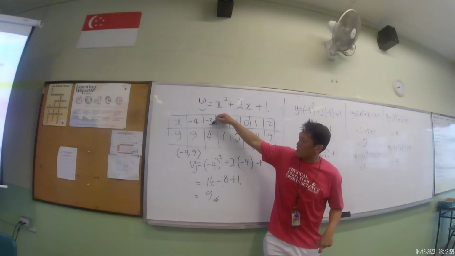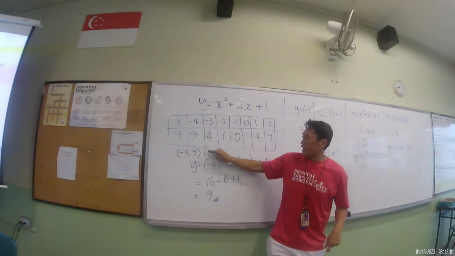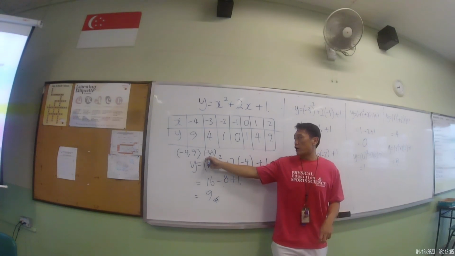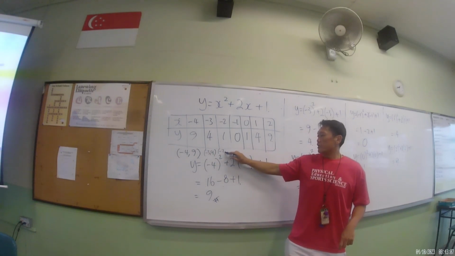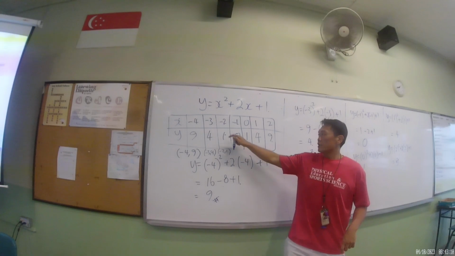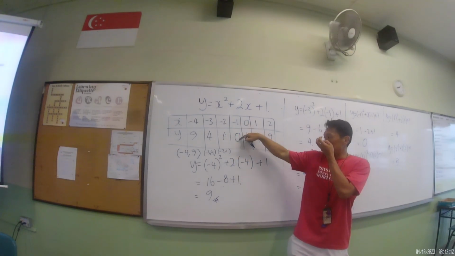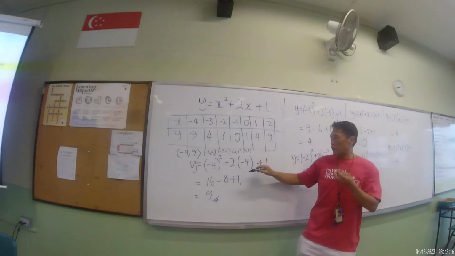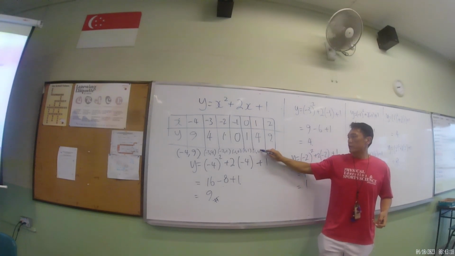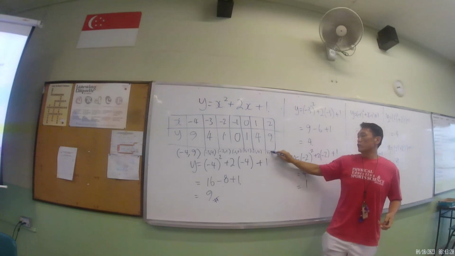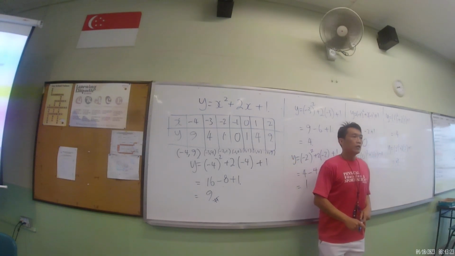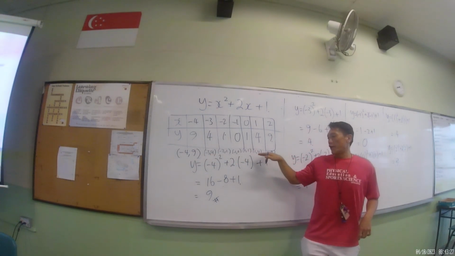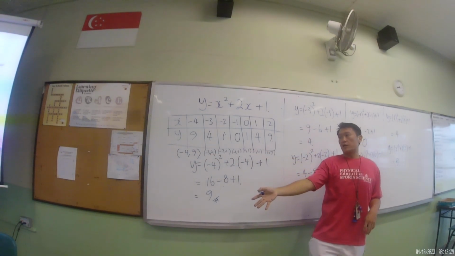When x is -3, y is 4. So (-3, 4) is going to give you another point on the graph. Similarly, (-2, 1), (-1, 0), (0, 1), (1, 4), (2, 9). Okay? So you are going to put all these points onto your graph paper.